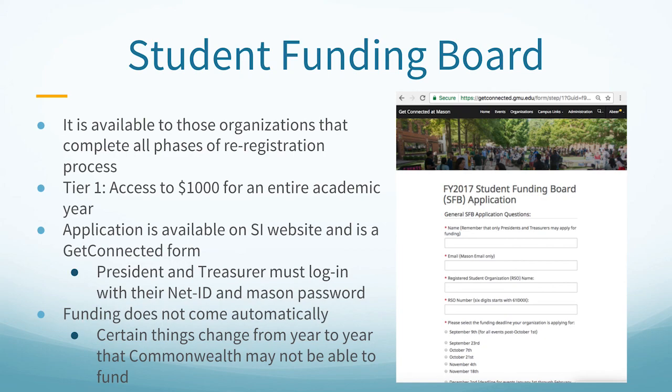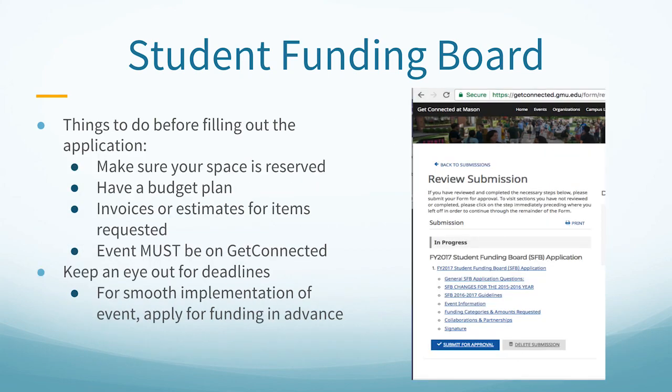Student Funding Board is available to those organizations that complete all phases of re-registration. Tier 3 has access to up to $5,000 for the entire academic year. The application is available on the Student Involvement website and the Get Connected form. So a president or treasurer must log in with their net ID and password.